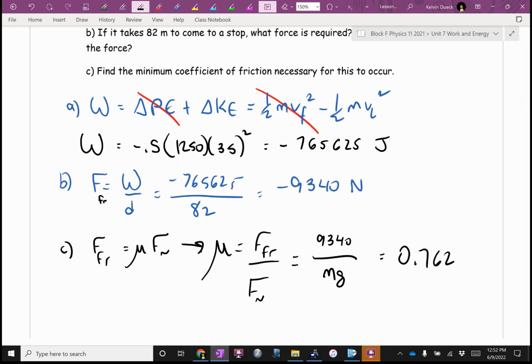So this is the work energy theorem. When do I use it? If force times distance doesn't work, and if they didn't give me a graph.